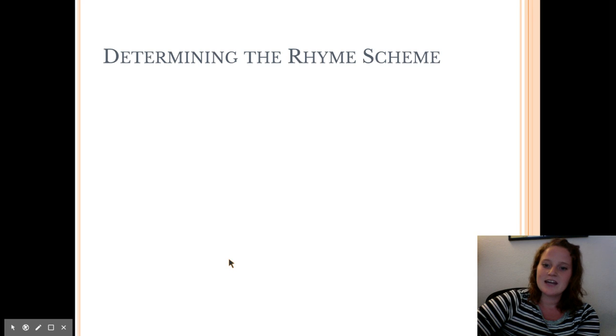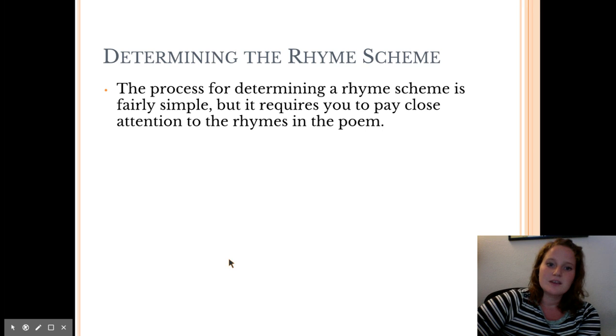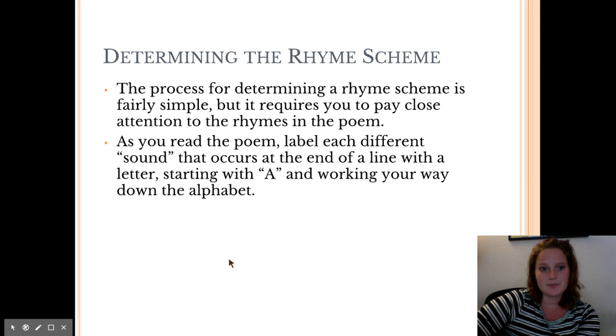When we're looking at a rhyme scheme in a poem, what we're looking for is the pattern of different rhymes and the pattern of how words rhyme with each other. The process to figure that out is really straightforward, but you do just need to kind of notice what rhymes and what words rhyme throughout the poem.